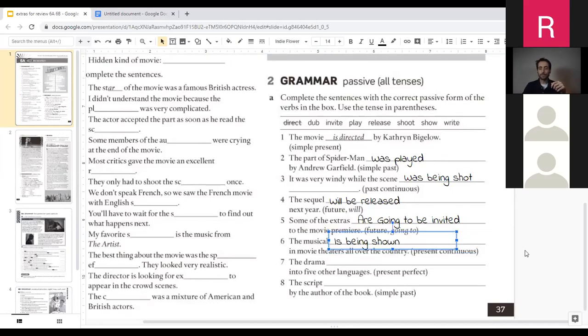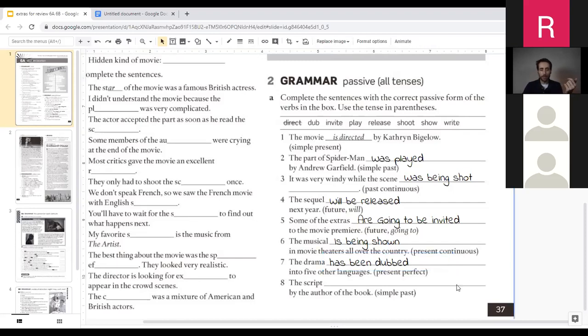Yes. Okay. Thank you. Marcelo, what do you think for 7? The drama had been written into another language. The drama has been, right? Present perfect. Has been, exactly. Oh wait, not written. A different one. Dubbed. Exactly, which is when we change the audio. We listen to the movie in a different language.